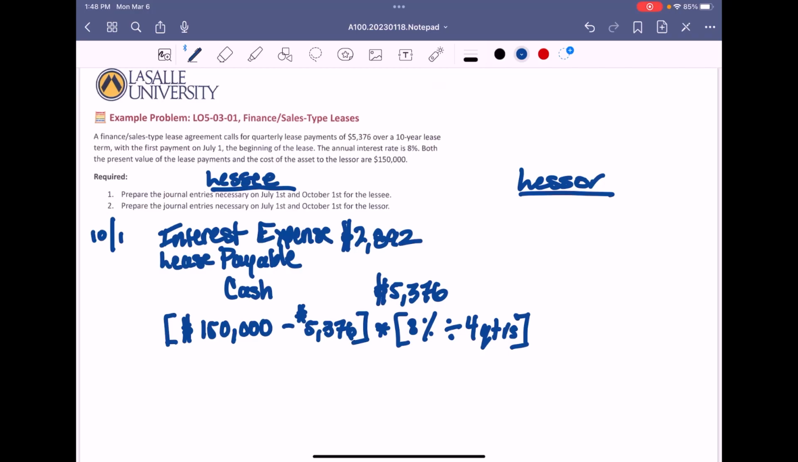The rest of this $5,376 payment reduces the amount that we owe on the payable. So this will be $2,484. Okay.